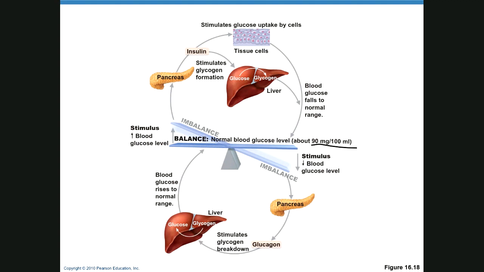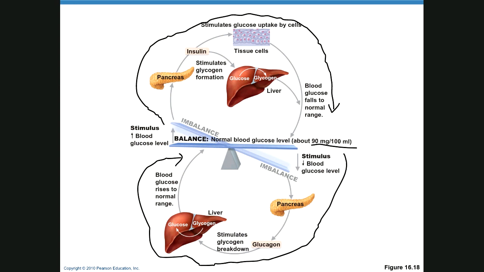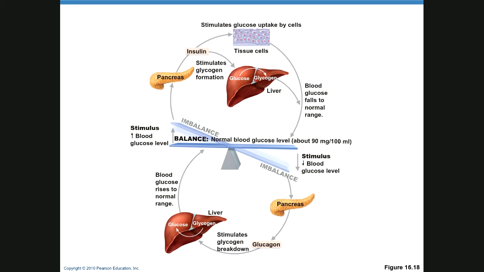If it starts to drop, the pancreas is going to release glucagon, liver is going to break down glycogen, and you're going to bring it back up to normal. If the blood sugar increases, insulin is going to be released, and tissue cells are going to take up glucose, and the liver is going to take up glucose and convert it into glycogen so that the blood sugar is then normalized.